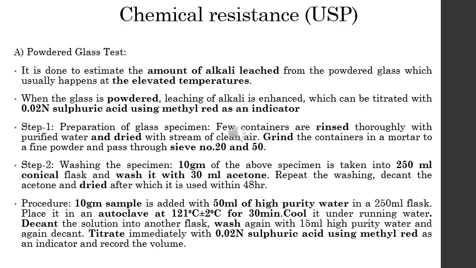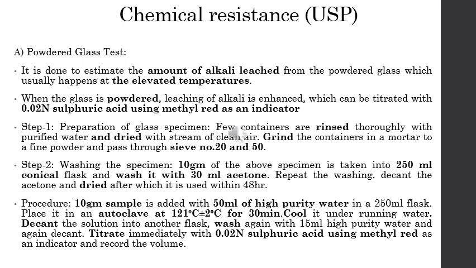So the ground glass is passed through sieve 20 to 50 so that we get a fine powder. The second step is the washing of the specimen, wherein 10 grams of the above sample is taken into a flask and washed with 30 ml of acetone. Again, washing and decanting with the acetone is done, and finally it is dried within 48 hours.